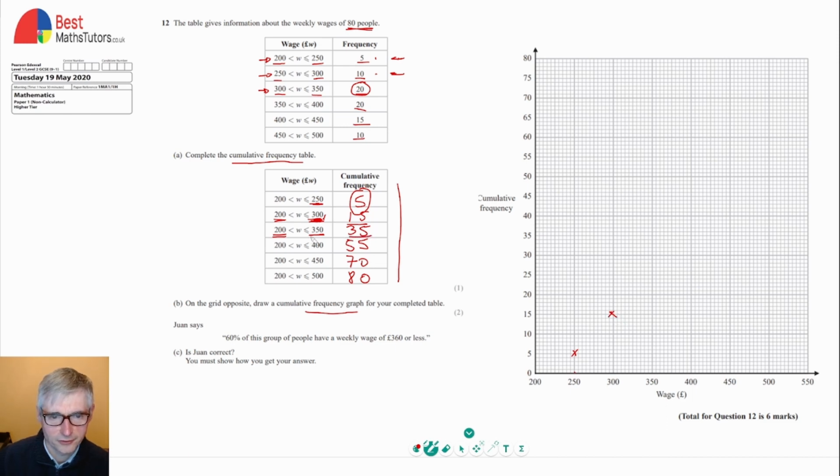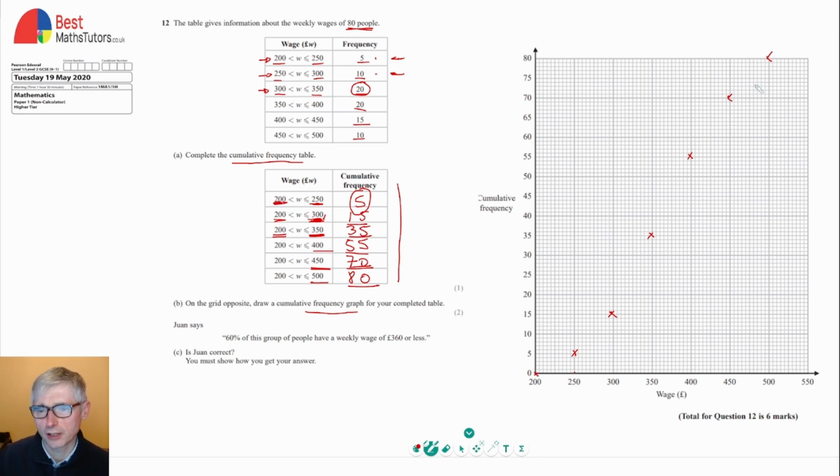This 35 then goes with the 350, and then we're on the 55 and 400. Then we look at the 70 and the 450. Then we look at the 80 and the 500. And finally we can say, since there are no values below the 200 here, at 200 we can put 0.